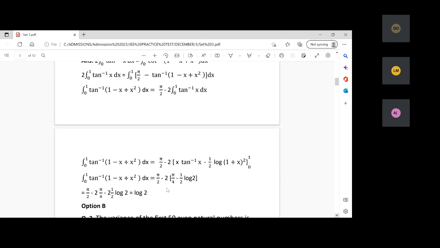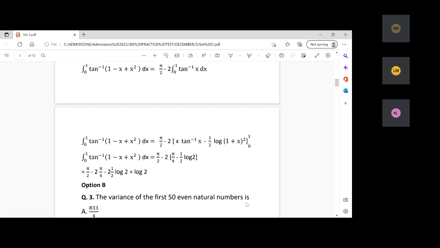So we have this whole term as pi by 2 minus 2 into pi by 4 minus 2 into 1 by 2 into log 2. So these two terms will get cancelled, the 2 and 2 will get cancelled, and you have the answer, which is log 2. I hope this question is also common and it's something which you have an idea about. Do I need to explain it again? If yes, you can type in the chat box, or we'll move to the next question.